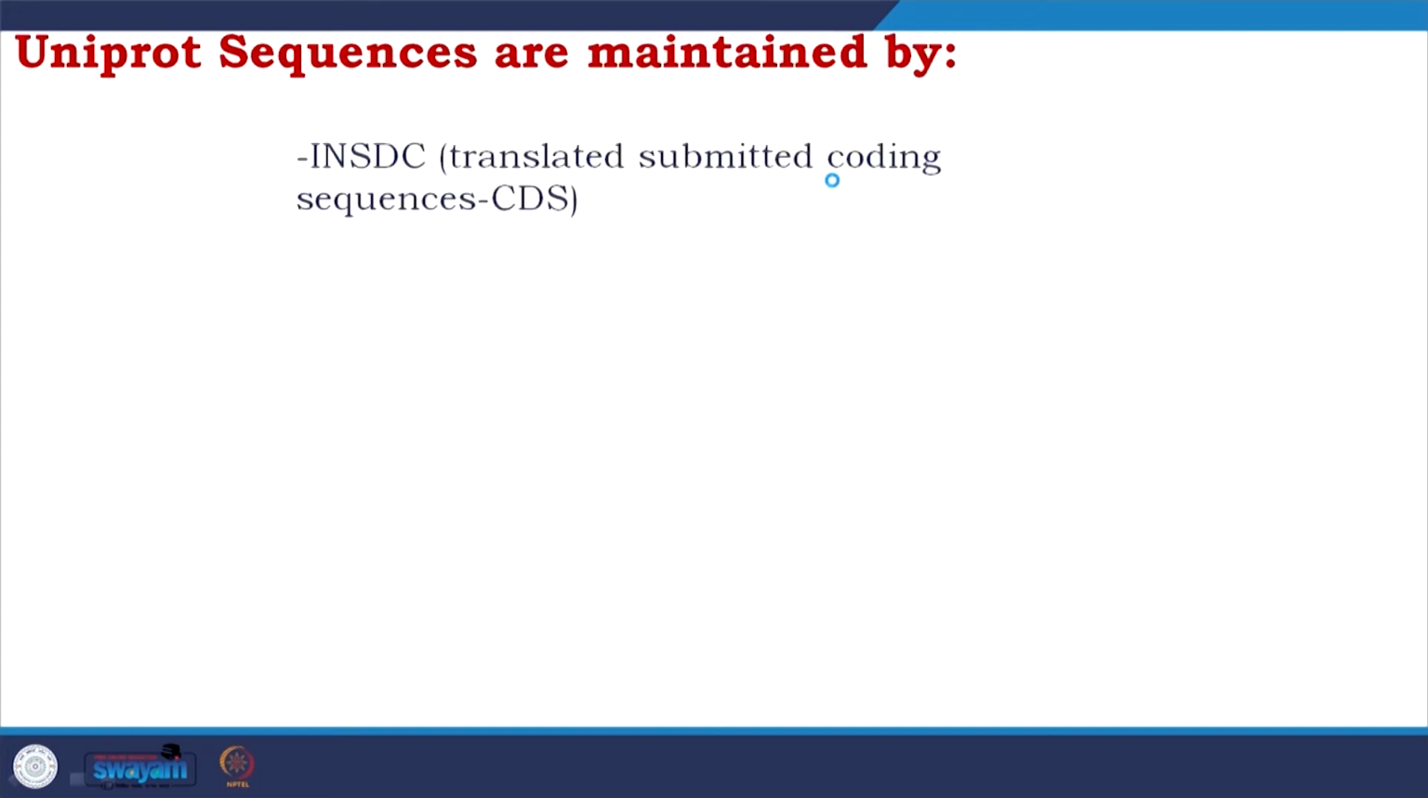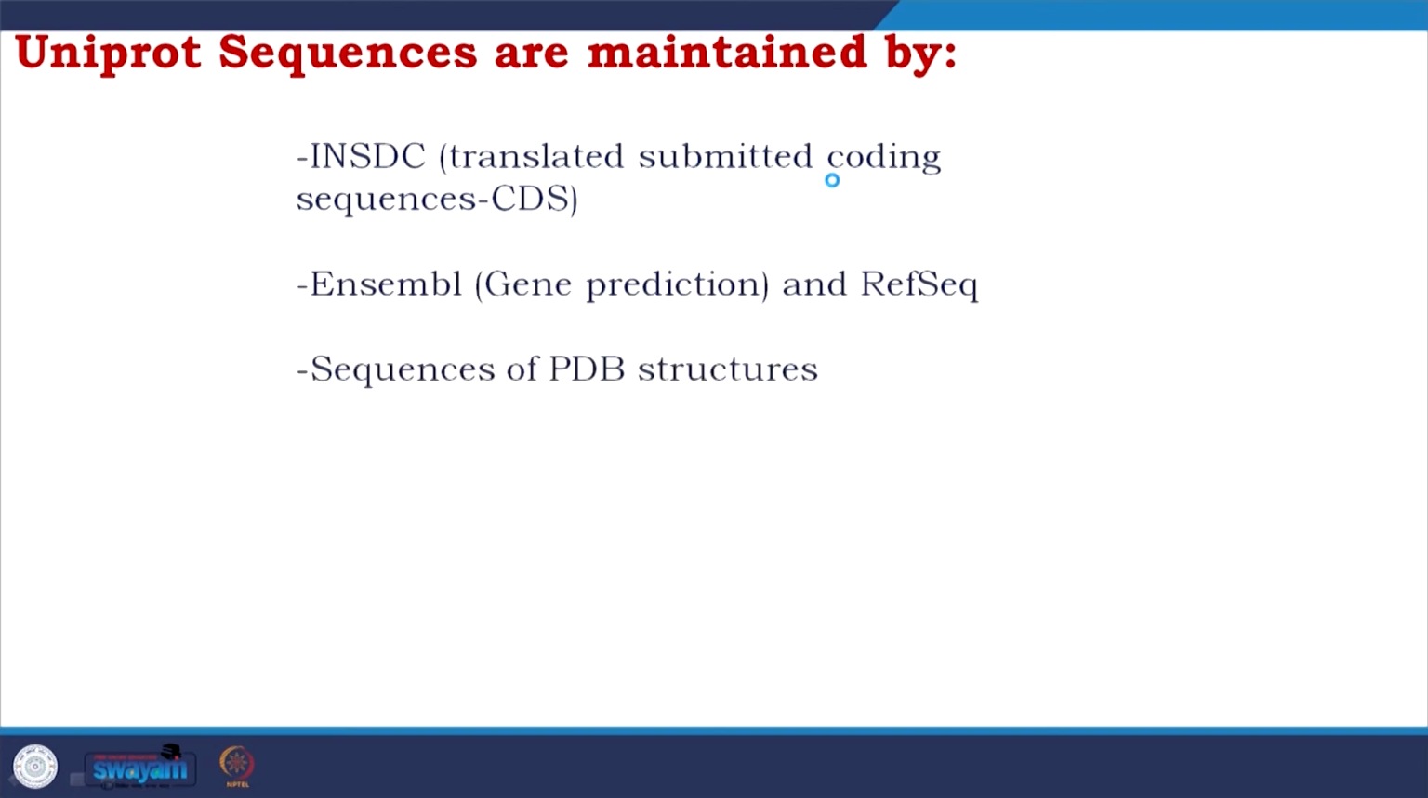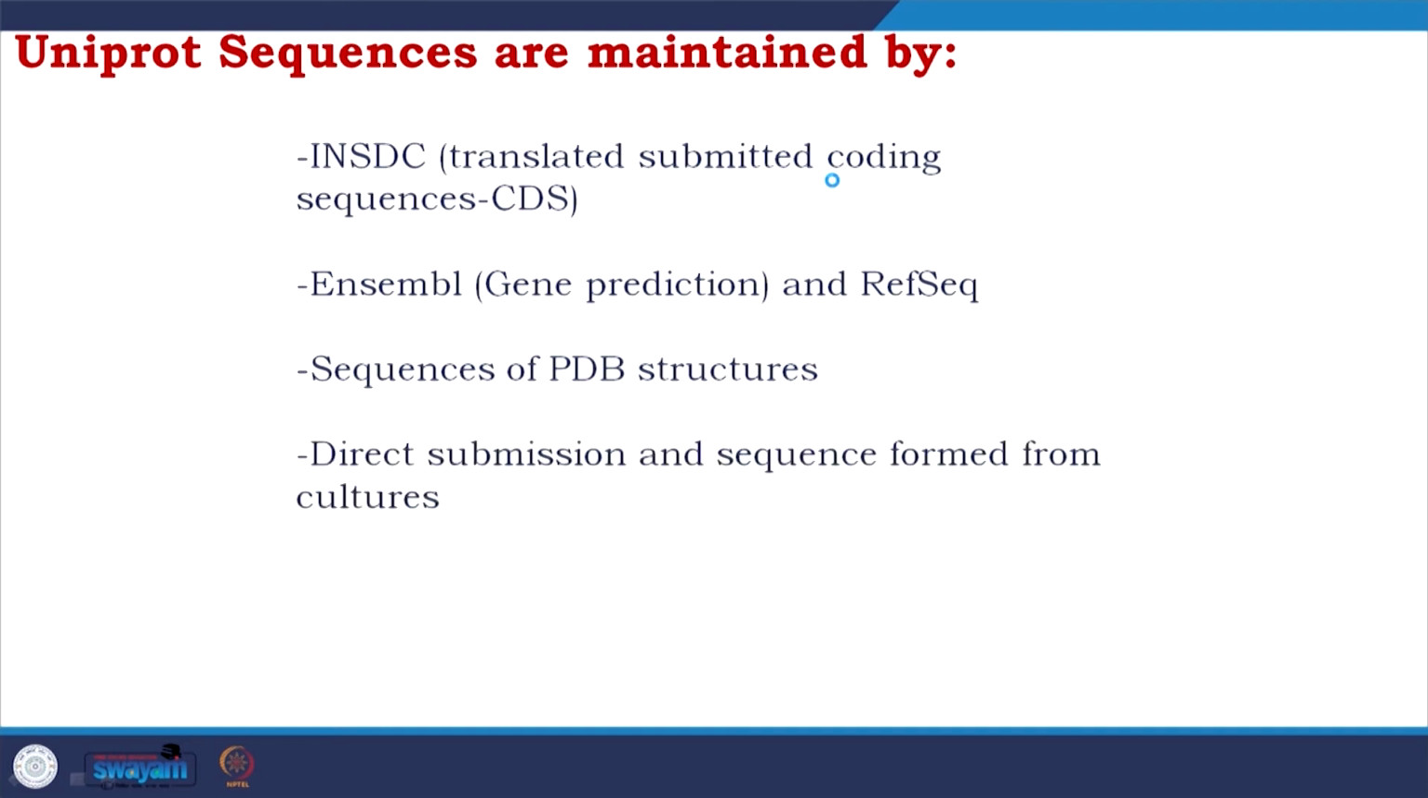So UniProt sequences are maintained by INSDC, where translated data is submitted with coding sequences, the CDS. Ensembl gene prediction and RefSeq, sequences from PDB structures, and direct submission and sequence formed from cultures like new sequence. So this is hailing 85% of the total, and this is hailing 15% of the total contribution made in UniProt.